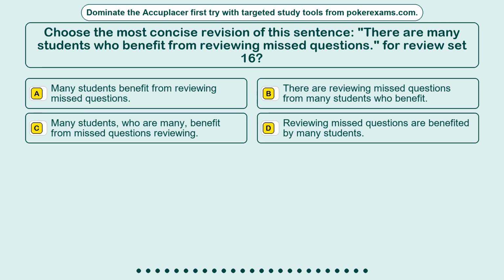Question 22. Choose the most concise revision of this sentence. There are many students who benefit from reviewing missed questions. For review set 16. Option A. Many students benefit from reviewing missed questions. Option B. There are reviewing missed questions from many students who benefit. Option C. Many students, who are many, benefit from missed questions reviewing. Option D. Reviewing missed questions are benefited by many students.